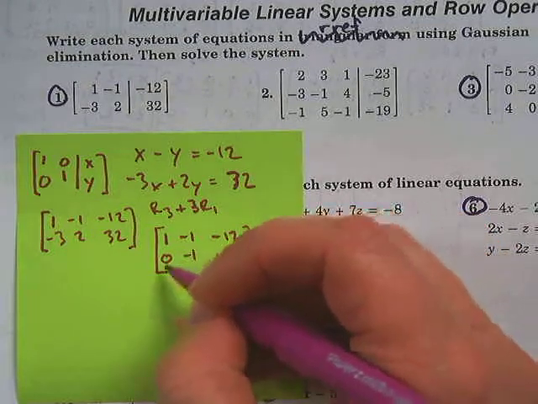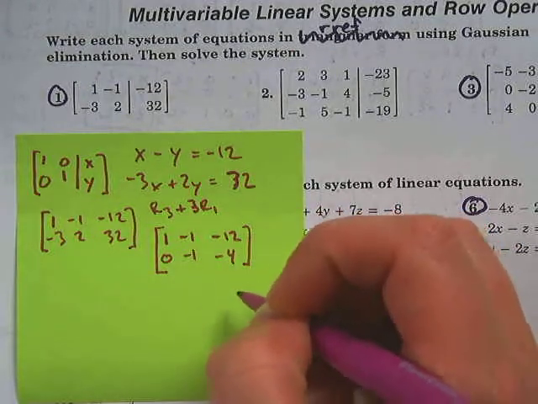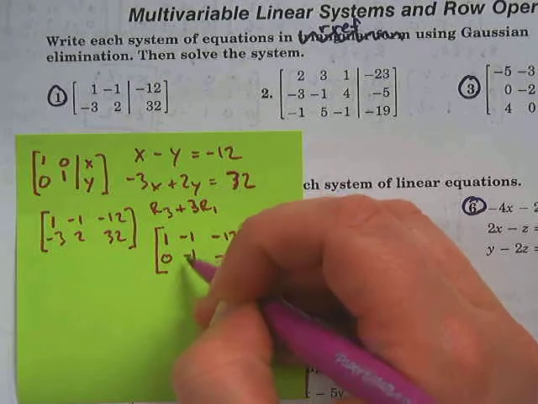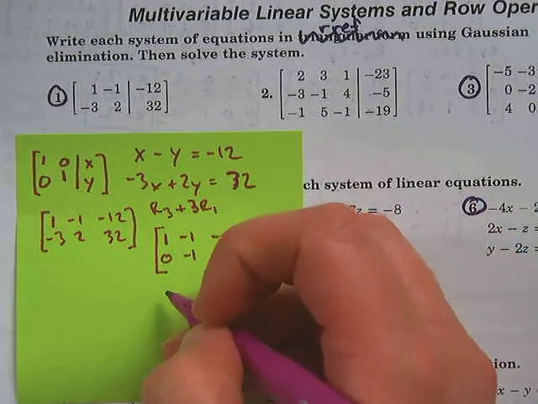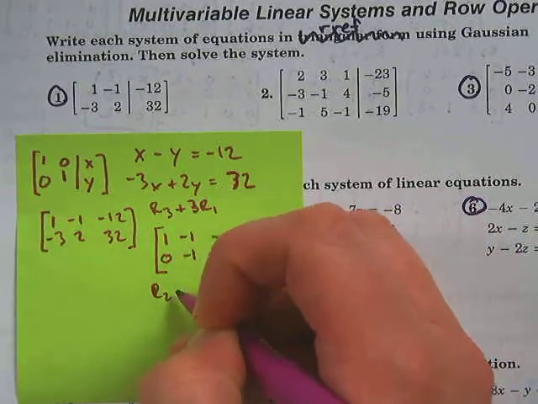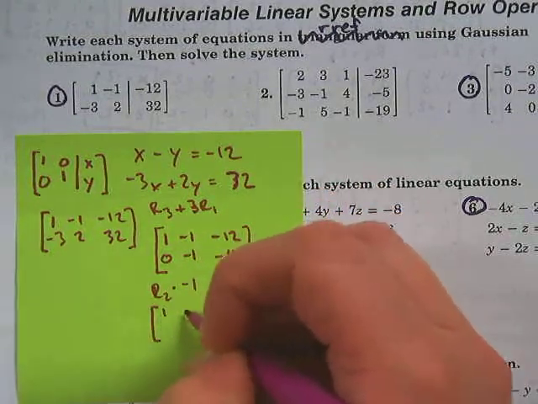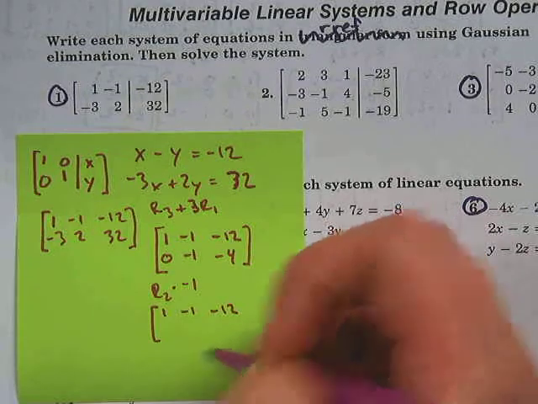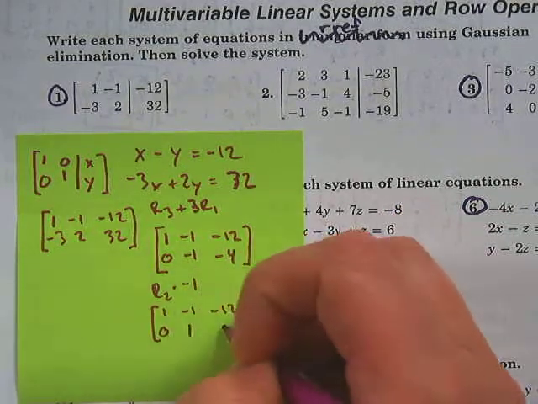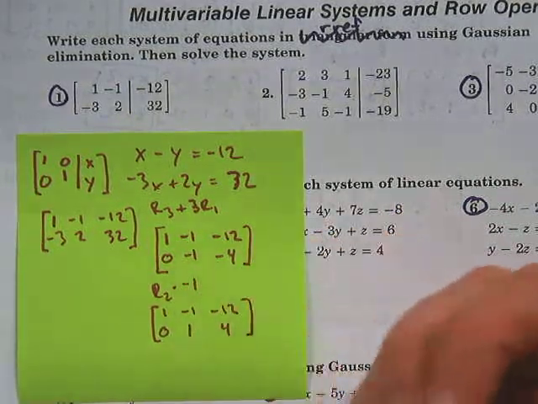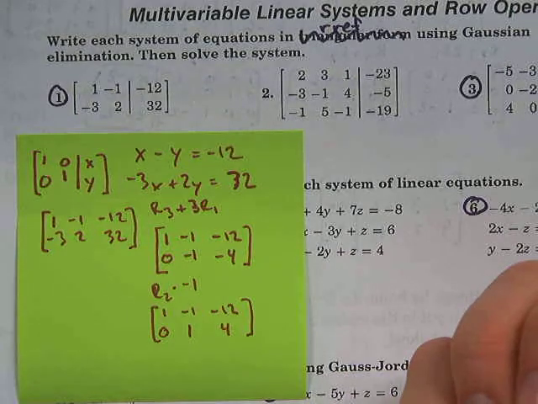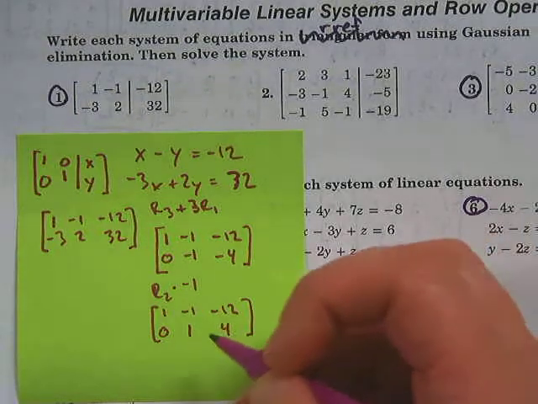There we go. Okay, so now I'm going to take the second row, and I'm going to multiply it by negative 1 because that's going to give us our second 1 on that diagonal. So I'm going to go row 2 times negative 1. And we get 1, negative 1, negative 12 still on the top row. Then we get 0, 1, 4 on the bottom row.